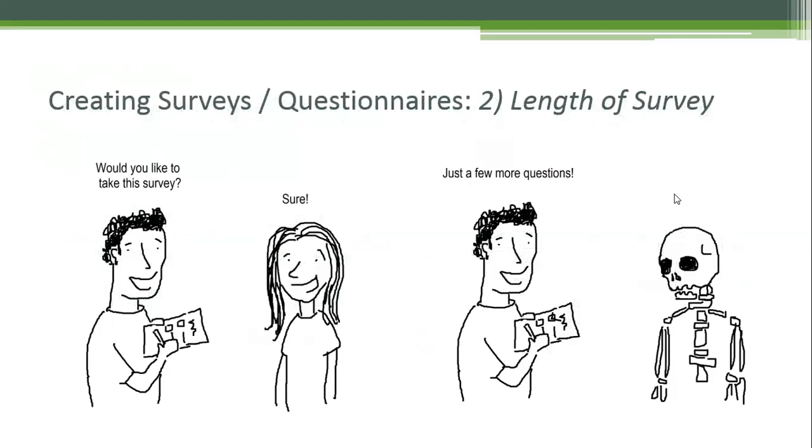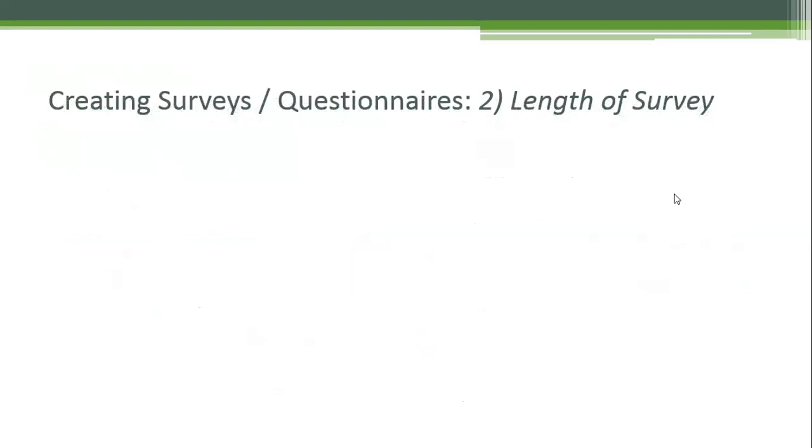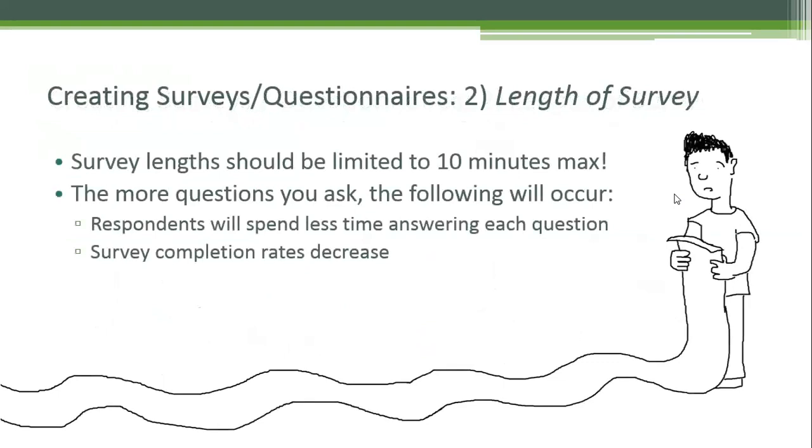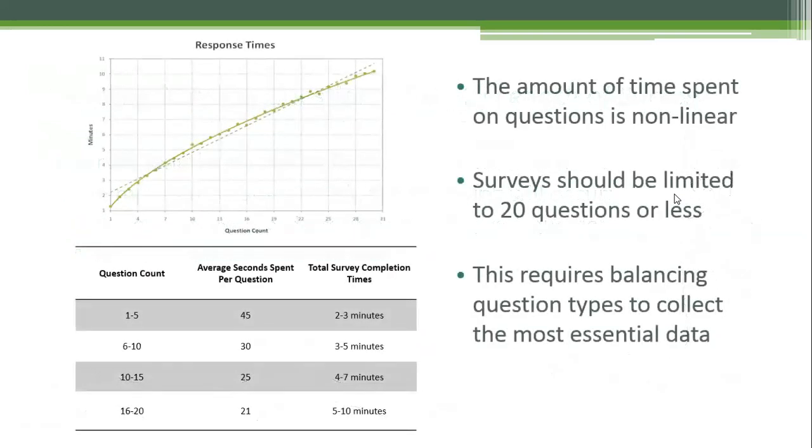And the big thing is the length of the survey is a very strong indicator of whether the survey is going to be taken. So survey lengths should be limited to 10 minutes maximum. This is not a hard rule, but if you're just giving it to people after a program or an event, you want to stay under the 10-minute mark. The more questions you ask, the less time respondents spend answering each question, and survey completion rates decrease. So it's really important to keep your surveys as concise as possible, really asking the most important questions.